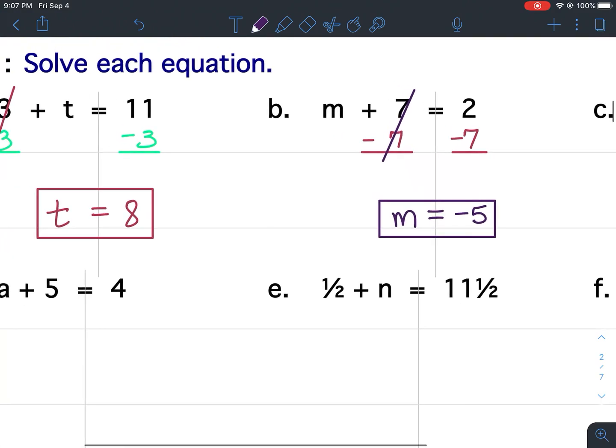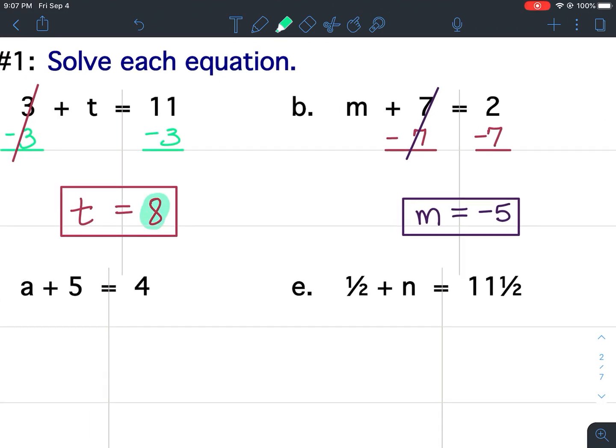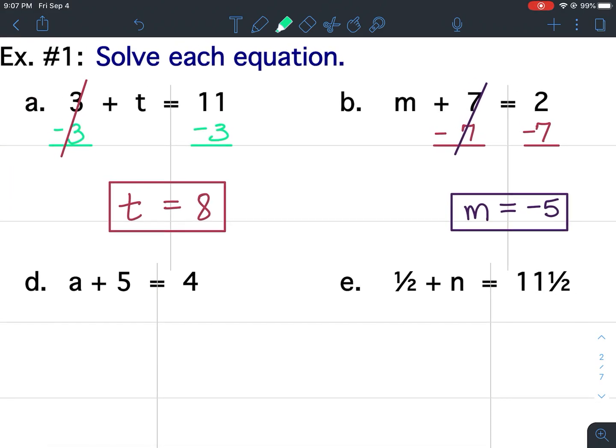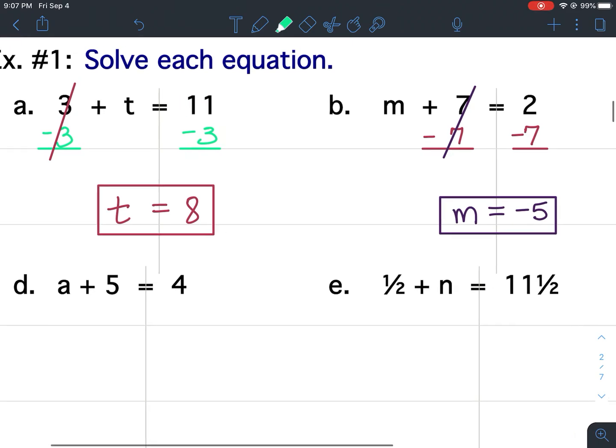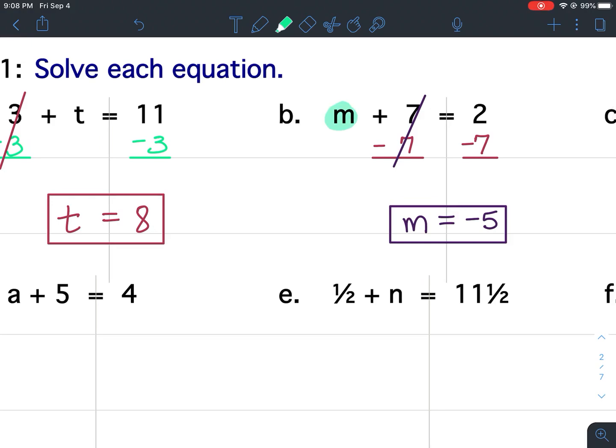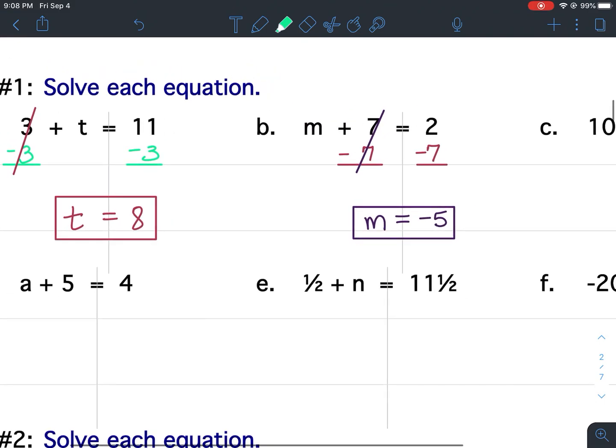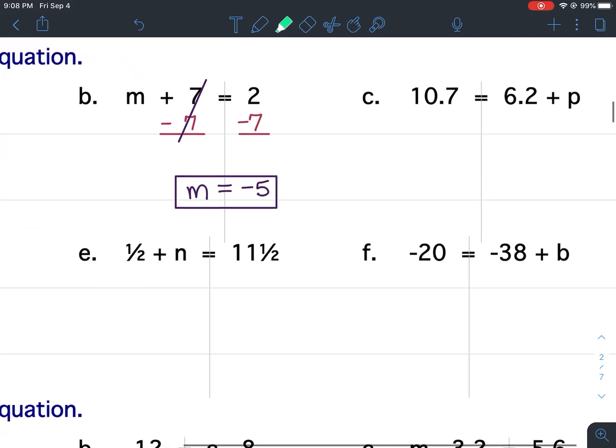Now, if I wanted to, I could check my answers. To check my answers, all I would do is take the number I get and plug it back in here. Then you would put this into your calculator to see if you get this. So for example, for A, I would plug the 8 in for t, 3 plus 8, put that in your calculator and make sure you get 11, which we do. For B, I would plug the negative 5 in for the m. Negative 5 plus 7 would give me positive 2. So when you're doing these problems, take a moment, plug it back into the equation and check to see if your answer is correct. There is no reason whatsoever to miss any of these questions.